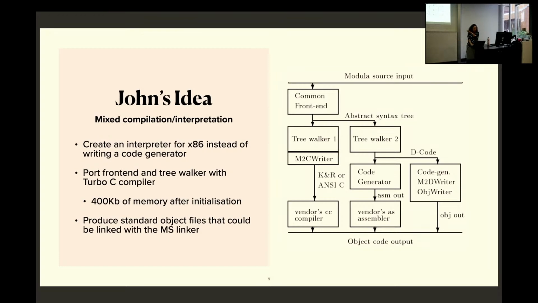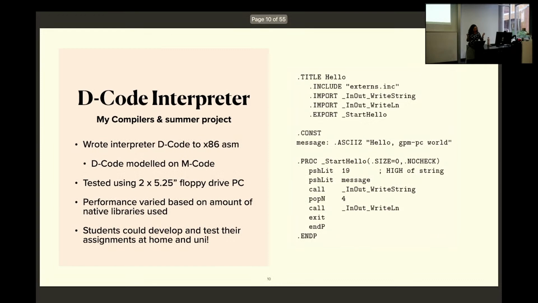And doing this, and using the Turbo C compiler at the time, you would be able to do all of the initialization in 400K, which already allowed us to have more memory to run our programs, right? Or the students' programs. So during the compilers project and the summer work, there were 3 of us working on this, and we got it to work complete end to end, right?